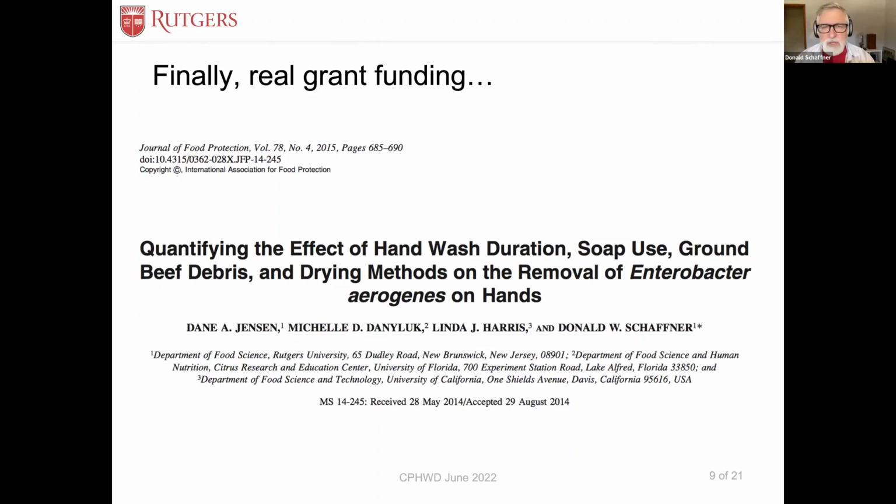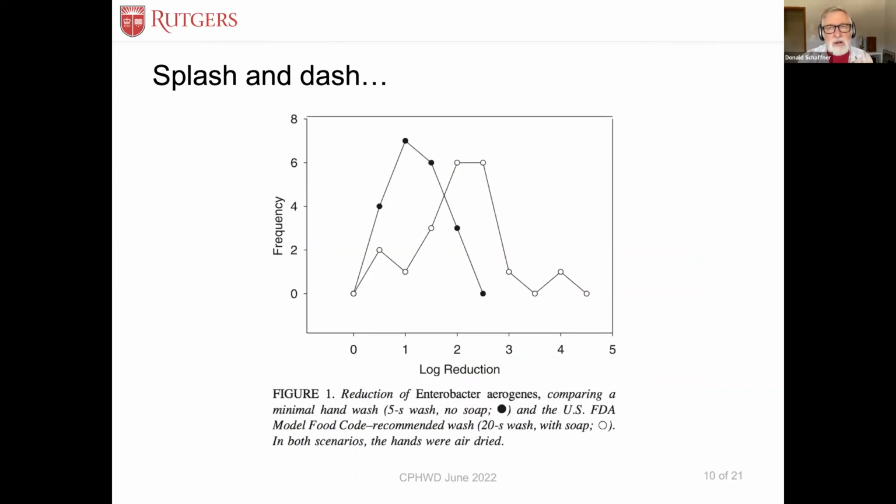But one thing that I really do like, and this was work done with my colleagues, Michelle Danyluk from University of Florida and Linda Harris from UC Davis, but it was work that was actually done by my graduate student, Dane Jensen. And one of the things that Dane really wanted to look at was something that he calls the splash and dash. The splash and dash, as defined in our research here, is a 5-second hand wash with no soap, right? A lot of the published research on hand washing uses a quote unquote proper hand wash. And so we wanted to compare what's the effectiveness of a proper hand wash to the improper, but we know often used splash and dash.